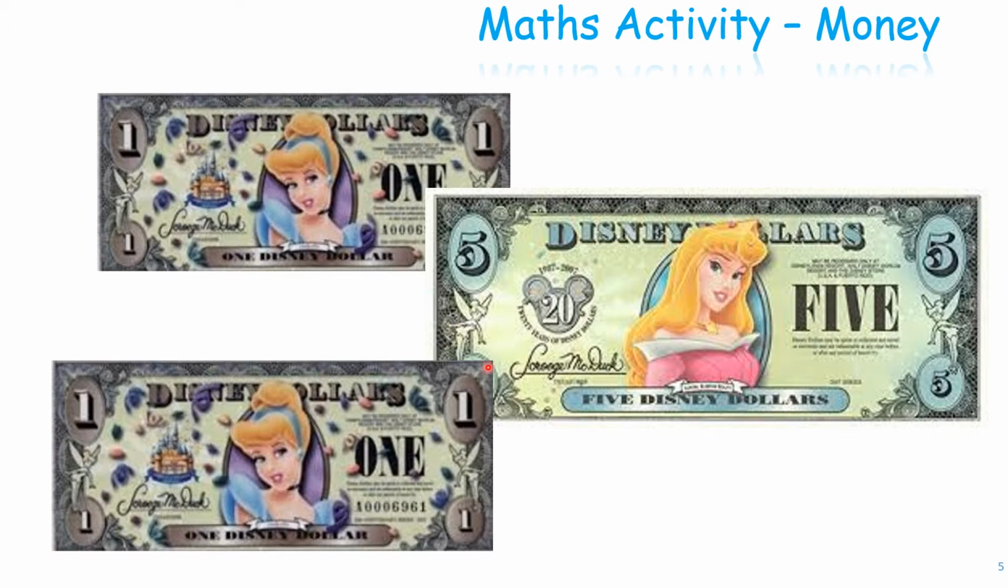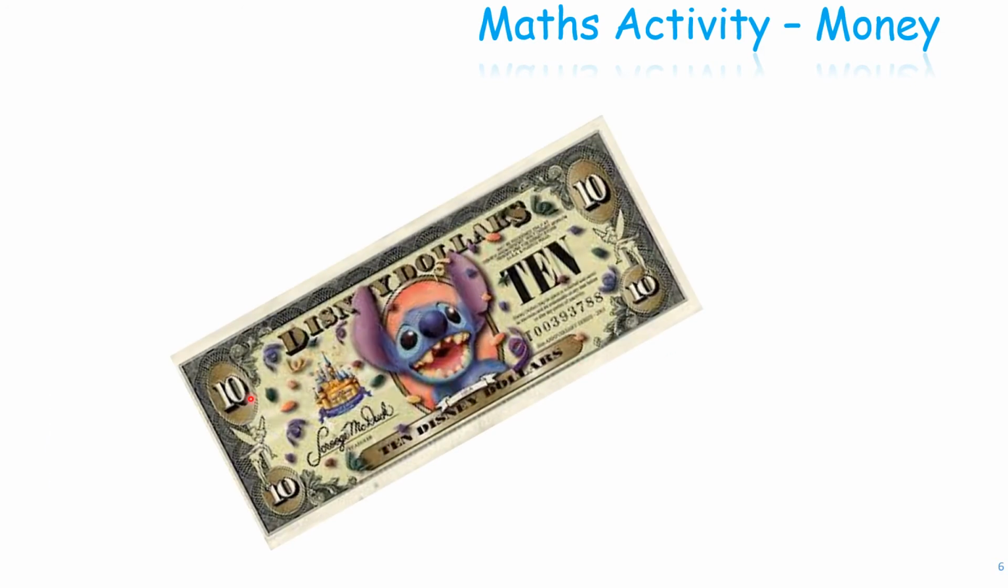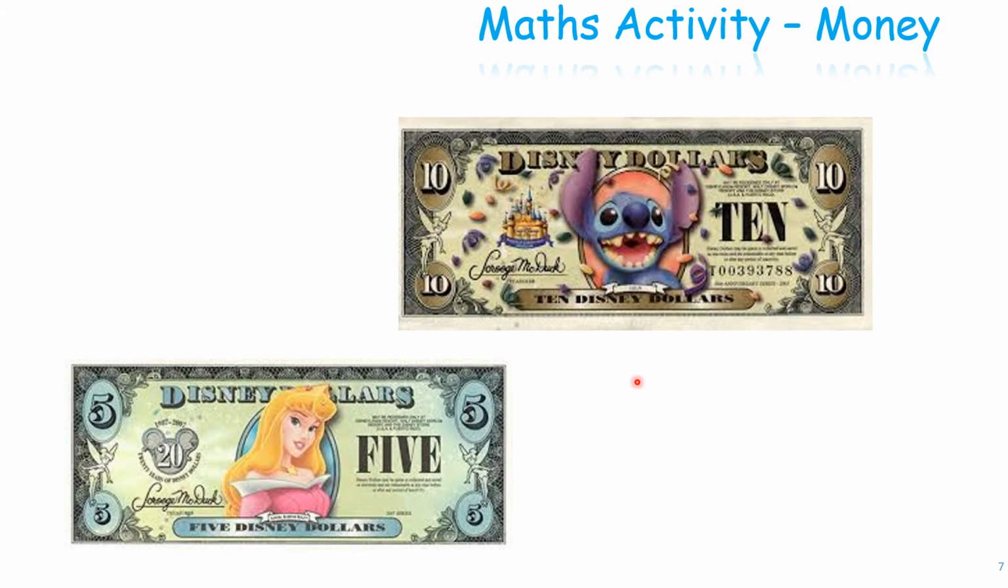5 and 1 is 6. I have 6 Disney dollars. Okay, let's try one. Are you ready? How many Disney dollars do I have now? 10. Good stuff. With Stitch, I have 10 Disney dollars. Okay. 10.